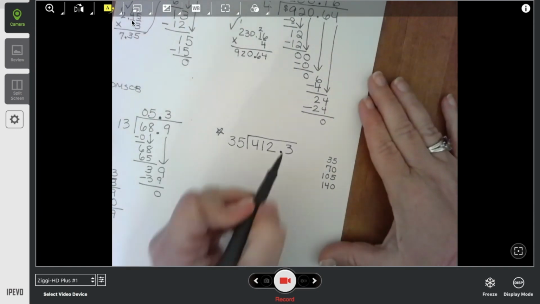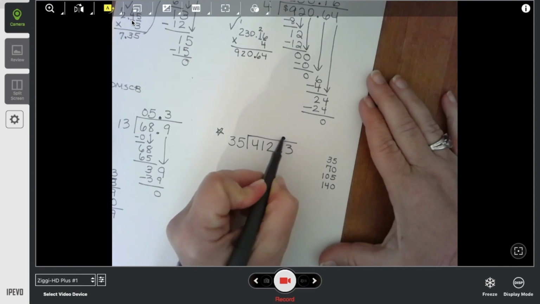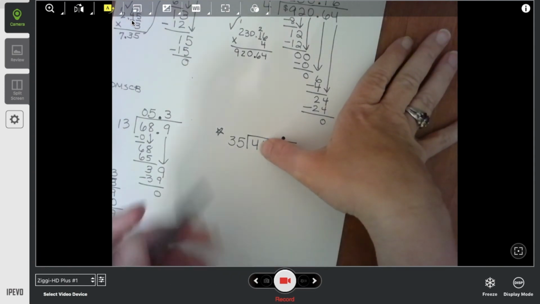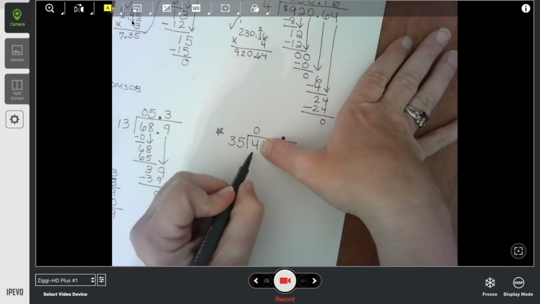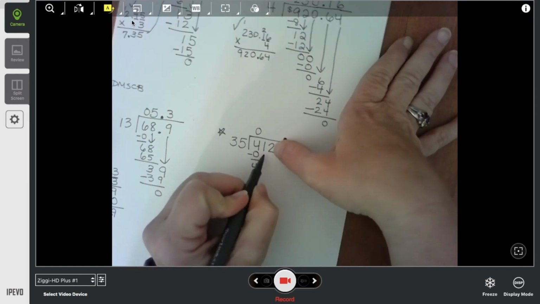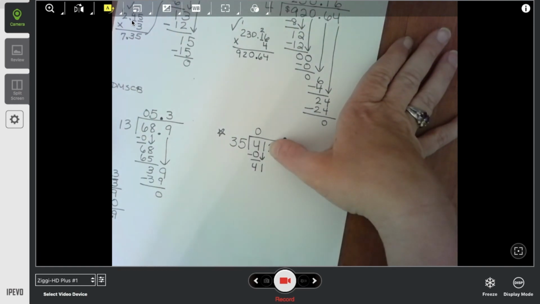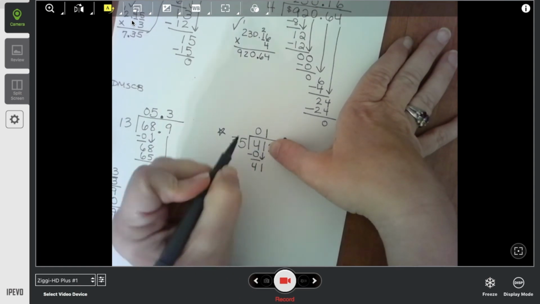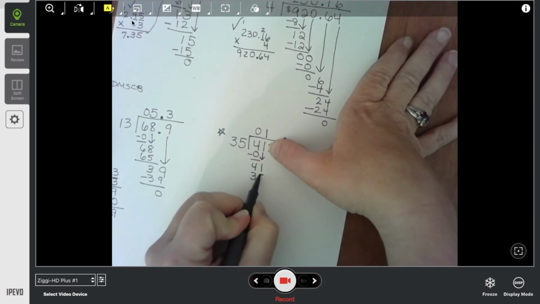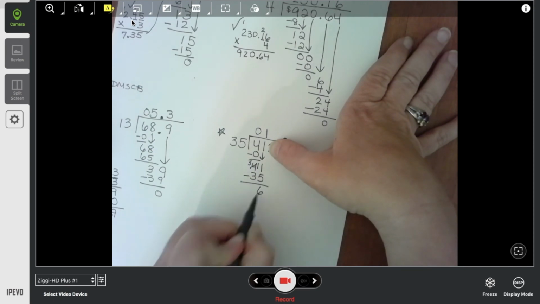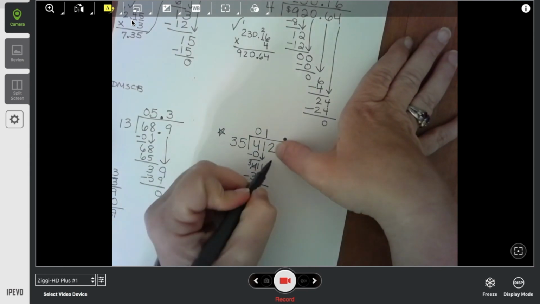All right, decimal. Straight up to hold the place value. How many 35s go into 4? It doesn't. So 0 times 35 is 0. We subtract and get 4. Drop that next digit down. 41. Well, 2 35s would be way too high, so it has to be only 1. 1 times 35 is 35. I subtract and get 6. 6 is smaller than 35. Scoot on over. I have a 2.